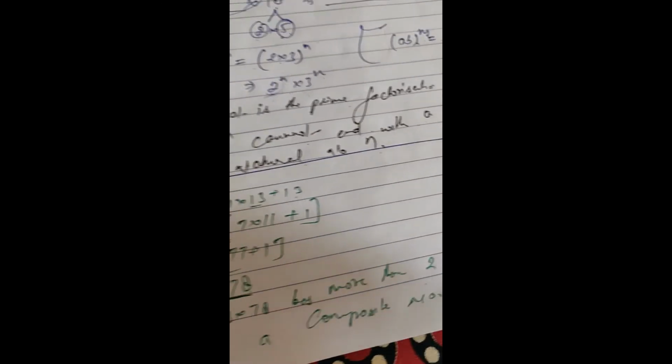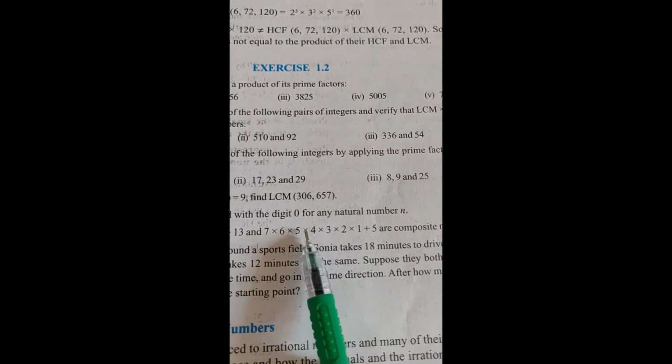The second one you can try. The hint is that 5 and 5 are common, so you will take 5 out of it, and then you will get a bigger number, and then you can say that it has more than 2 factors, thus it is a composite number.